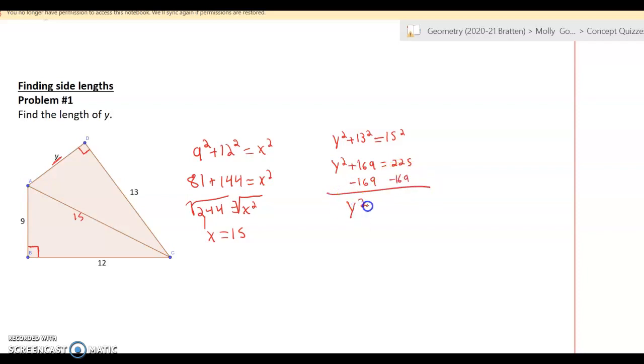And you have y squared equals 56. But then you have to square root both sides. So y is equal to the square root of 56. And I'm just going to leave it in the square root form to make it as precise as possible.